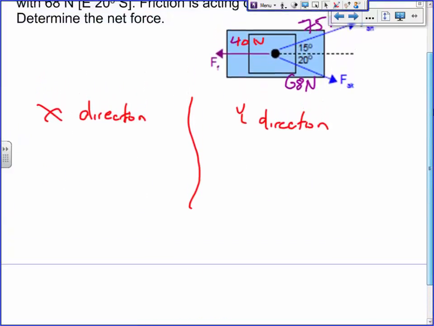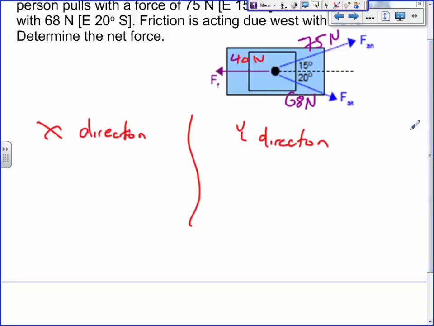What forces are acting in the x direction? Let's say this is x here, and that's y. Friction's pulling directly back, right? So I could almost say that I've got 40 newtons. I'm going to call it negative 40 newtons due to friction. That's one force.